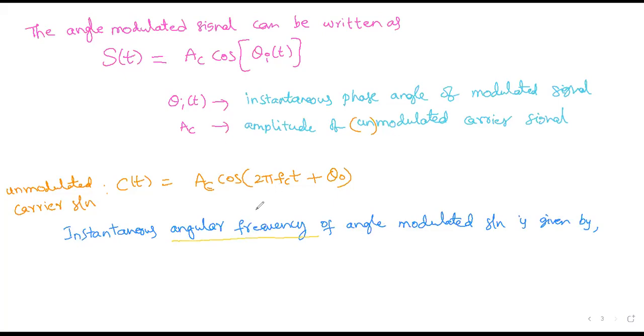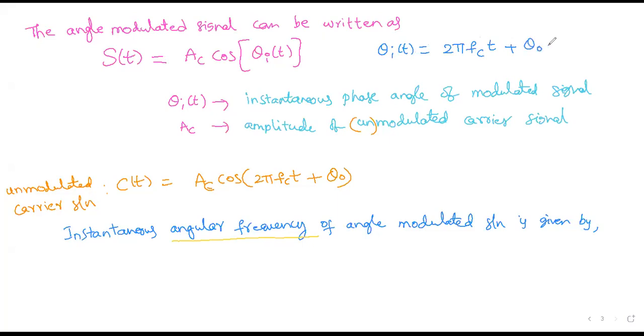Okay, what do you mean by angular frequency? Angular frequency is like omega, right? So from this particular theta I of t, can you tell me what is the instantaneous angular frequency? The general form of theta I of t is something like 2 pi fc t plus theta naught.